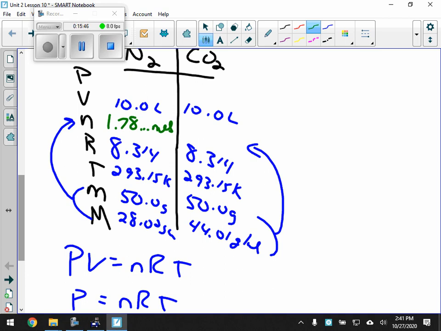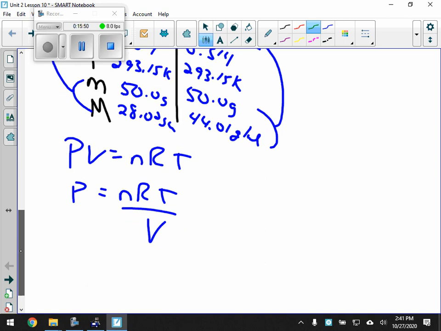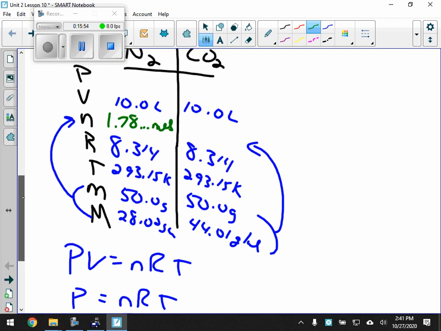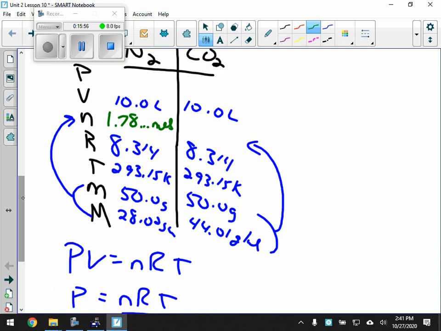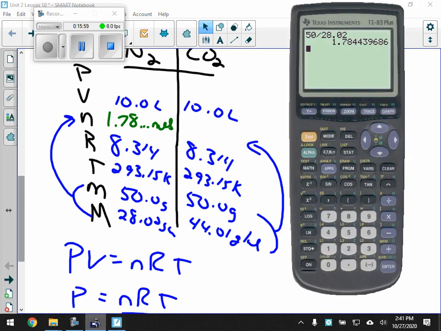nRT divided by V, yes? Okay, that's what I did down here. nRT divided by V, that should give me the pressure of the nitrogen gas. So, going back to the calculator, n times R times T, no, it's T, 293.15, divided by V, 434.912. Actually, for me, I have to write.